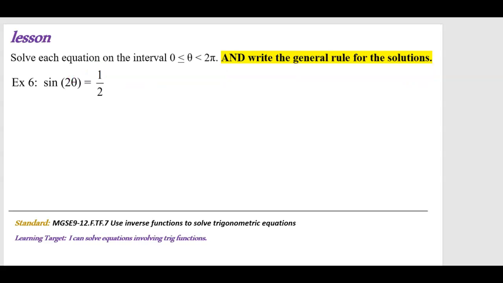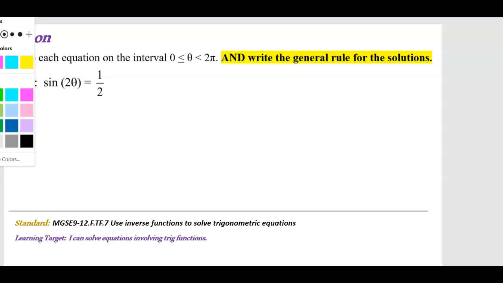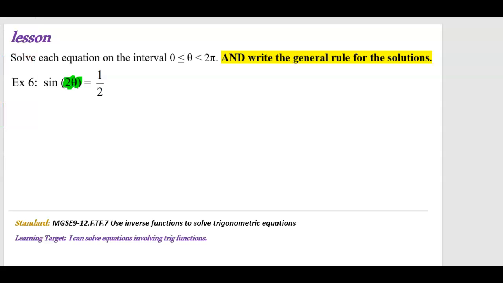All right, so the directions look very much the same. Find all values for theta living between 0 and 2 pi. And then we're going to write a general rule for the solutions, meaning capturing all solutions in terms of k, where k is an integer. All right, so the first thing you should notice is now we have sine of not theta, but sine of 2 theta. So that makes the problem interesting. We have the 2 theta. That's going to make this problem a little bit more challenging than just sine of theta equals 1/2.